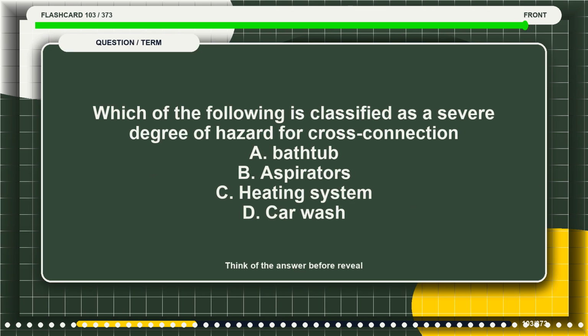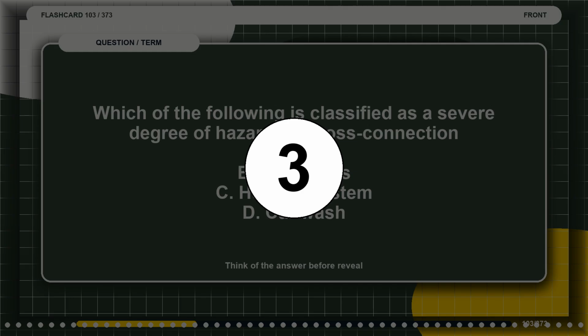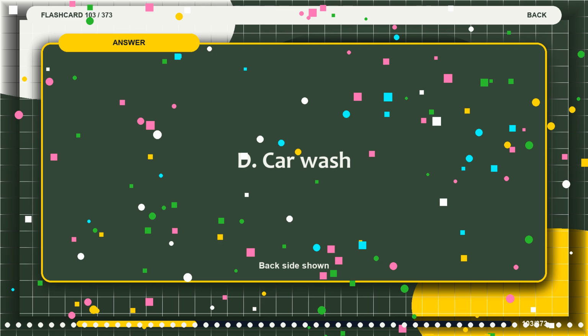Flashcard 103. Which of the following is classified as a severe degree of hazard for cross-connection? A. Bathtub. B. Aspirators. C. Heating system. D. Car wash. Think of the answer before the reveal. The answer is D. Car wash.